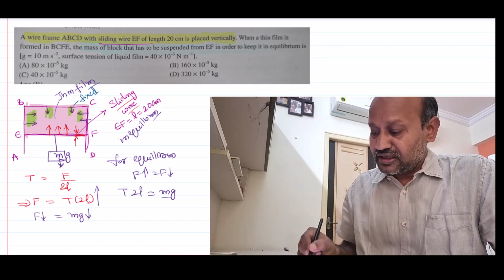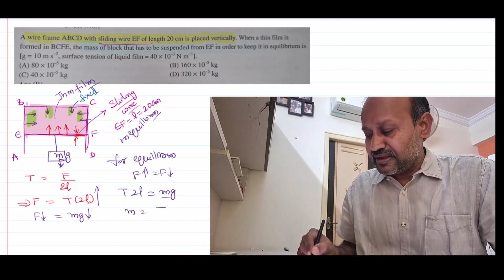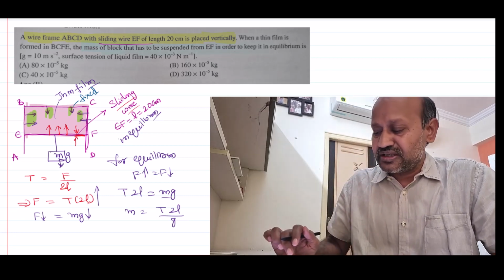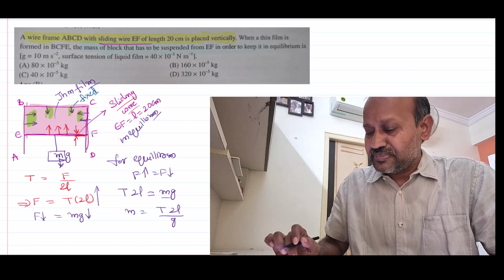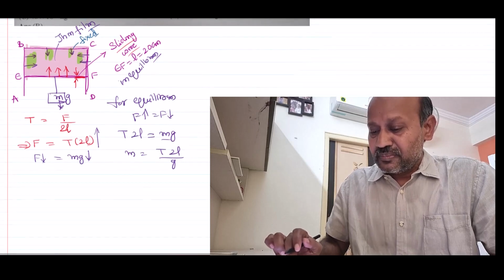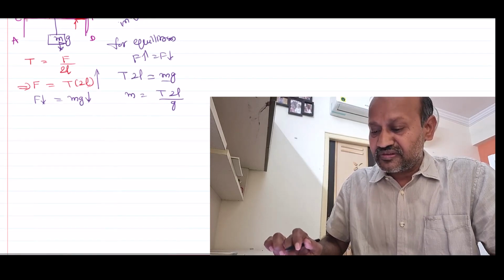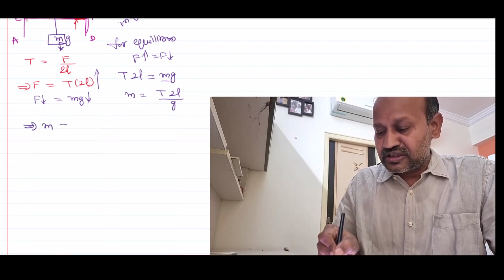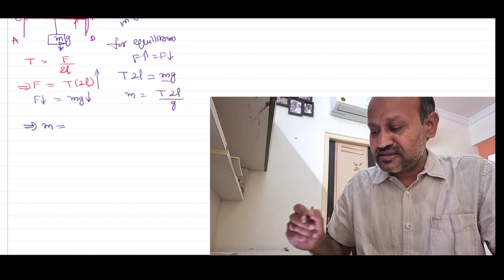We want to calculate that m value. So the m value will be T into 2L by g. All the values are given for us in the problem, right? Let us substitute the data and get an answer. I'm just sliding it up so that I can make room for writing the data and further solving the problem. So the M that needs to be suspended is, yes, T into 2L by g.